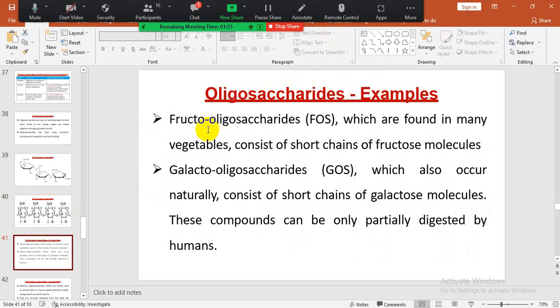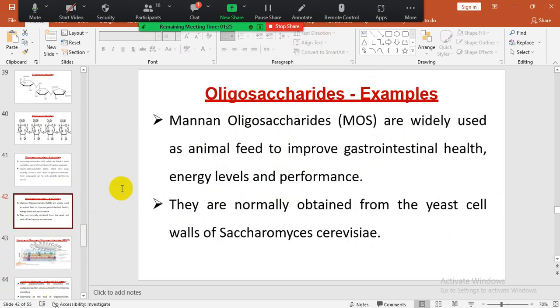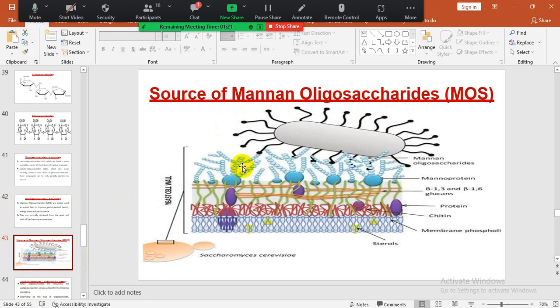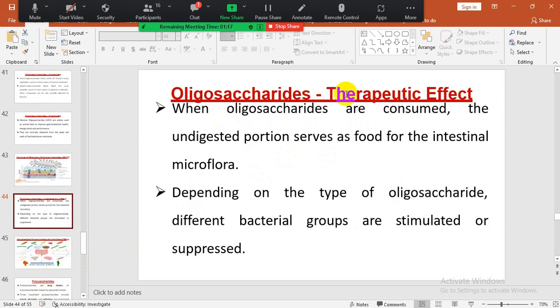Examples are fructose oligosaccharides, which are found in many vegetables and consist of short chains. Go and read them. Then we have mannan oligosaccharides, go and read them. This is a structure of oligosaccharides. Okay, so for oligosaccharides of therapeutic importance, when oligosaccharides are consumed, the undigested portion serves as food for intestinal microflora. What are intestinal microfloras?